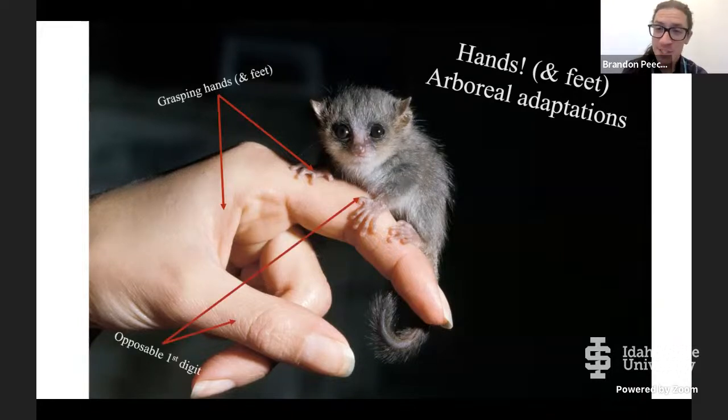An opposable first digit. You guys remember digit 1 is always this one, and then digit 5 is your pinky. That's true for all tetrapods. And so an opposable digit 1 on the hand and on the foot. So the big toe of almost all primates, not you and me, but almost all primates, can also oppose the other fingers in a gripping kind of way.